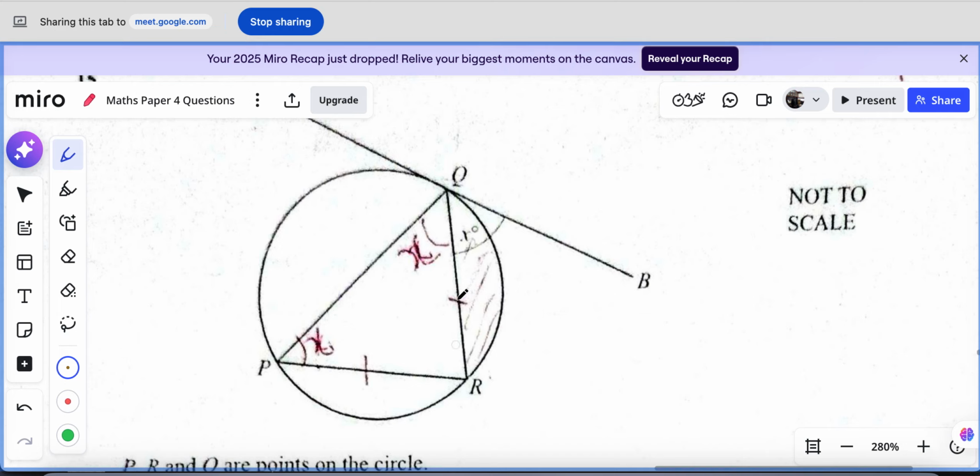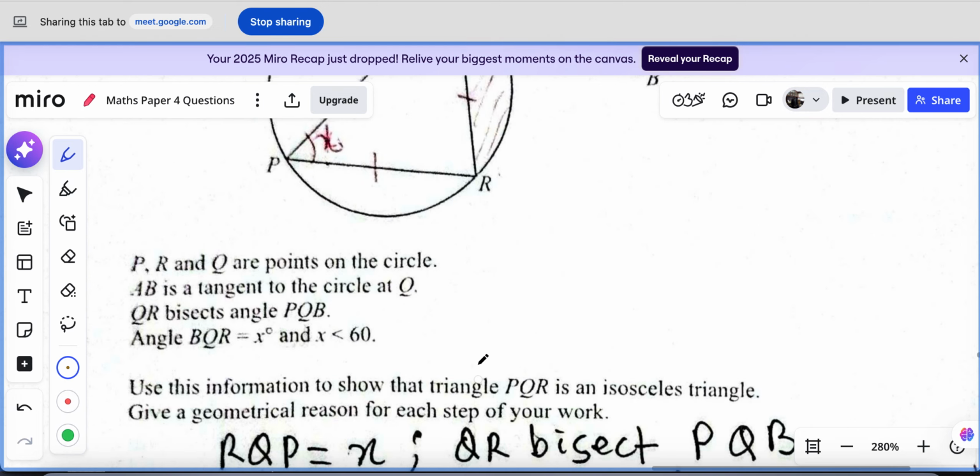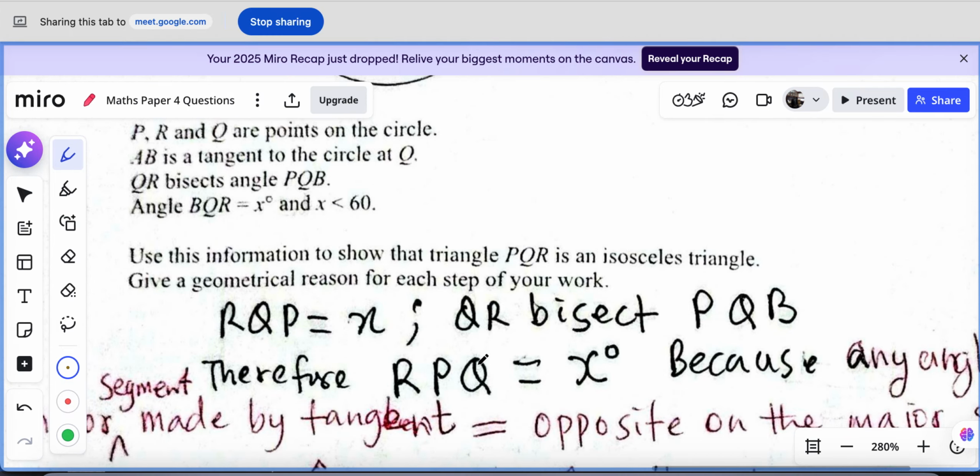Which means this place is the same as this place. Okay, so this is an isosceles triangle. This triangle PQR is isosceles. Now let's see what they want us to talk about.